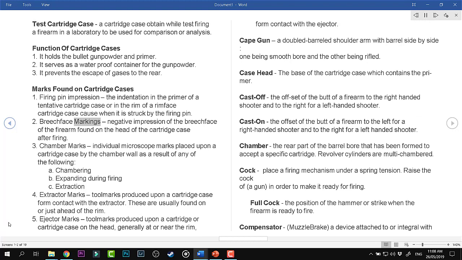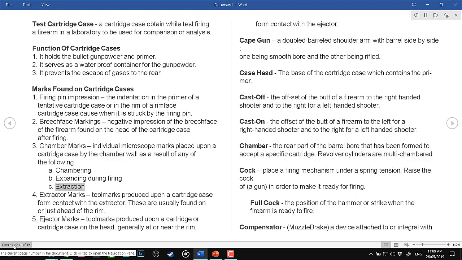2. Breech face markings, negative impression of the breech face of the firearm found on the head of the cartridge case after firing. 3. Chamber marks, individual microscopic marks placed upon a cartridge case by the chamber wall as a result of any of the following: A. Chambering. B. Expanding during firing.